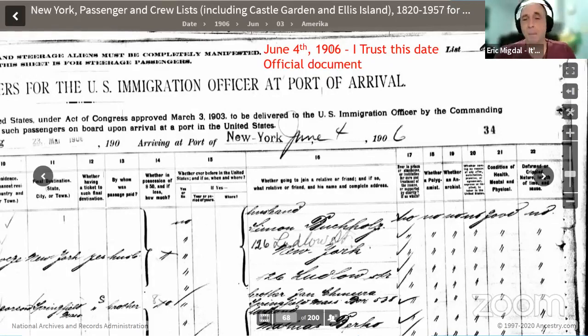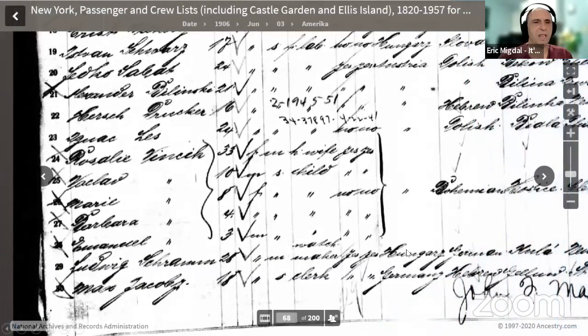Okay. But since this had to be signed and written and filled in, that it arrived at port on June 4th, 1906, that is the date I'm going to stick with. So I'm going to trust this date on an official document. And here he is on line 22, and the information he gave to the people in Hamburg, Germany, when he boarded the ship, not when he departed the ship.